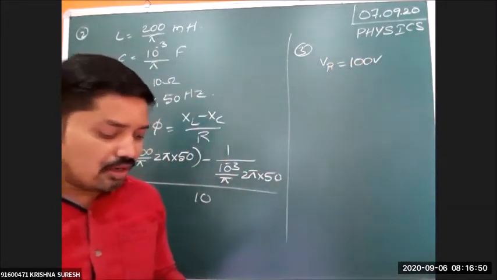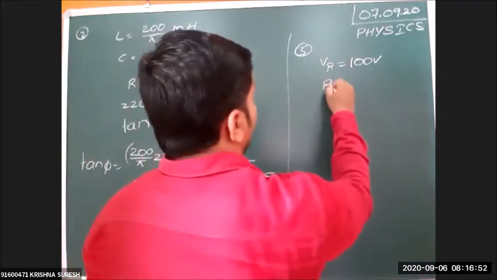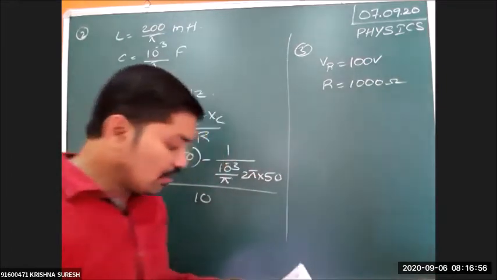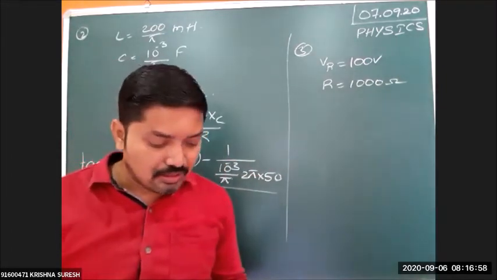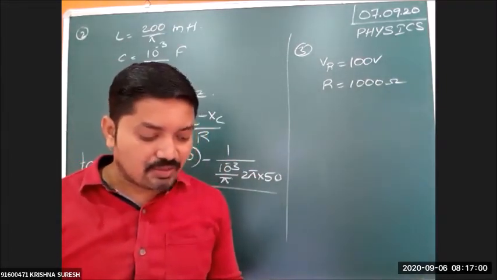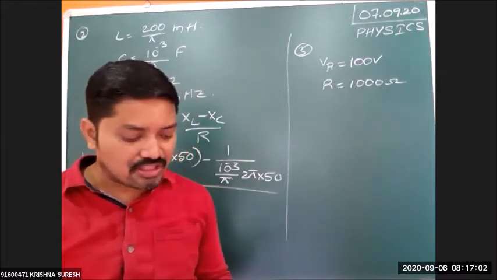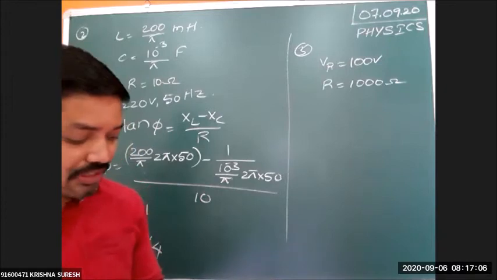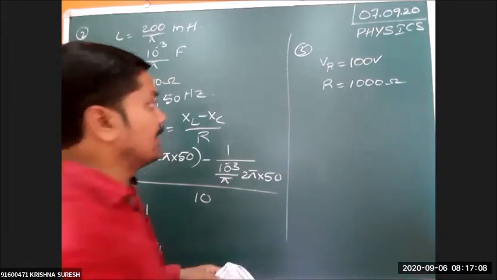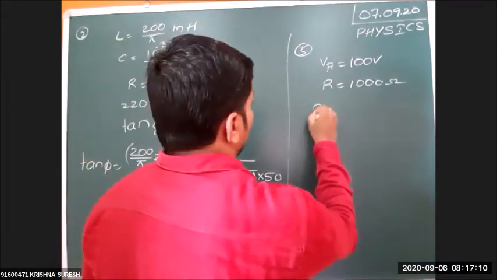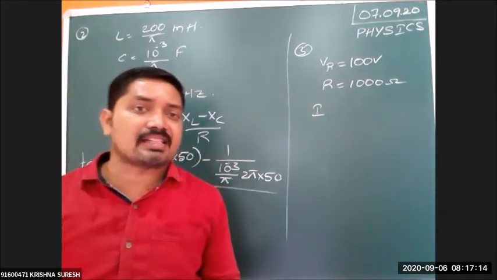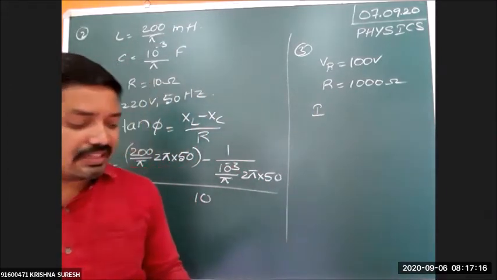And the value of R is 1000 ohms. The capacitance, it gave you capacitance as well as the frequency also. The potential difference across the inductor. So we have to find the potential difference across that inductor. So potential difference across the inductor means what is the formula? VL is equal to IXL. So first let us find I value.